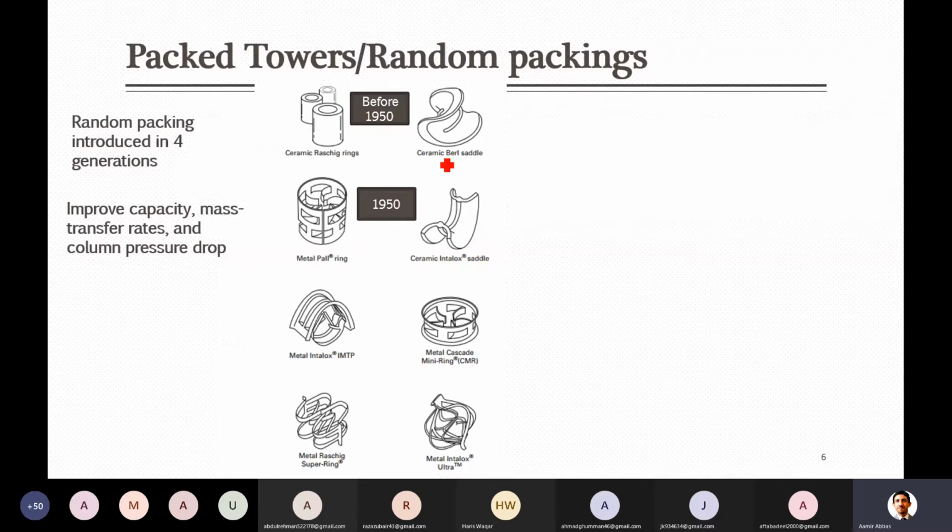So those somehow same structures which were available earlier, maybe you can find the difference that their structure was more open in this case. In 1950, their structures were more solid and spacing was less, so they were increased in these modified versions. With that, what happened was it improved the capacity of the flow of vapor and liquid through the column, as well as mass transfer rate and the column pressure drop.